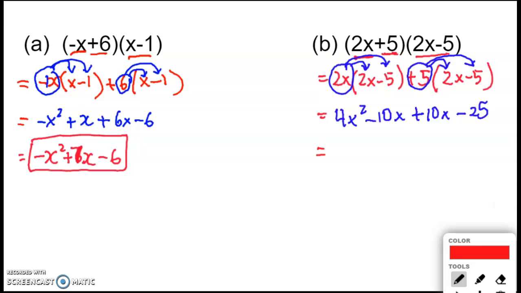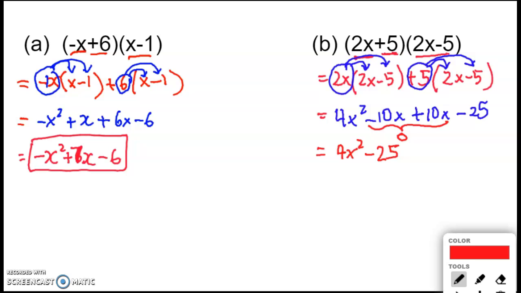Now first look for the x squared term. Do I have any more x squared terms? No, I do not, so that's going to be 4x squared. Do I have any x terms apart from negative 10? Yes, I have negative 10x and plus 10x. What is negative 10 plus 10? It's 0. So you have 0 lots of x, which is the same as 0, so I don't even have to write that. And finally, I have negative 25. So the final answer is 4x squared minus 25.